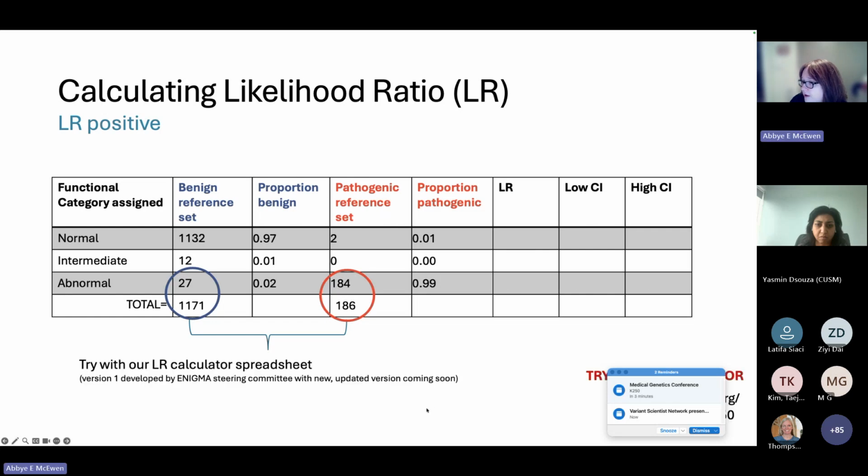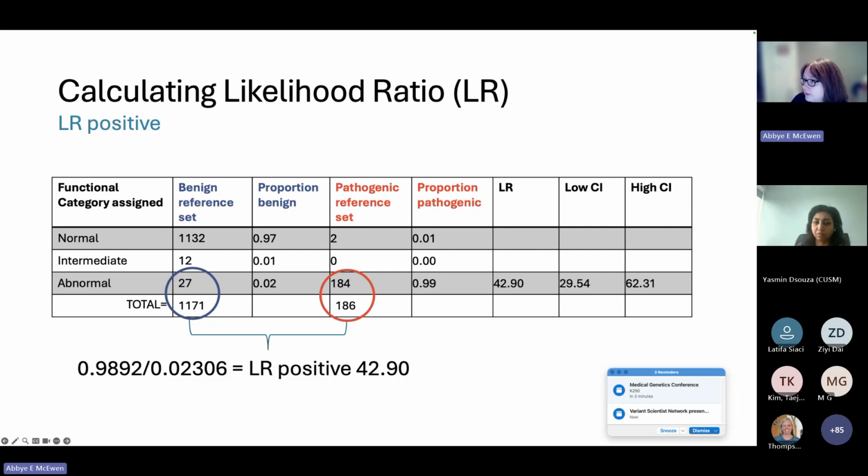If you don't want to do the math on your own or program an Excel spreadsheet, the ENIGMA Consortium has published an LR calculator, which is pretty useful. I've put a link here, and I think Lara can help me put that link in the chat for everyone to have for future reference.